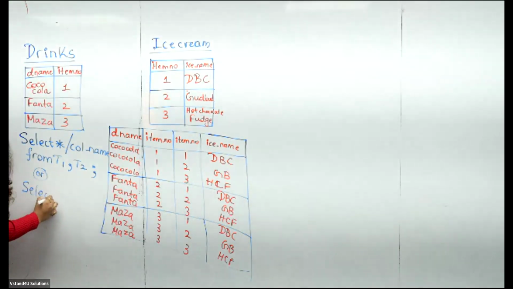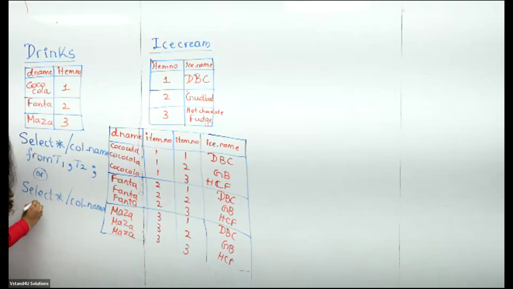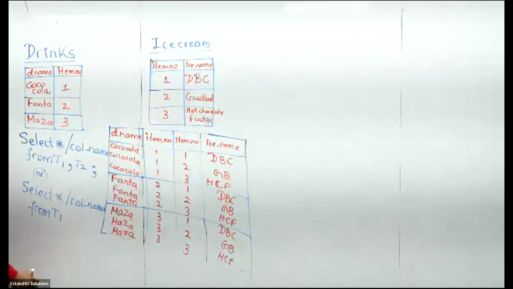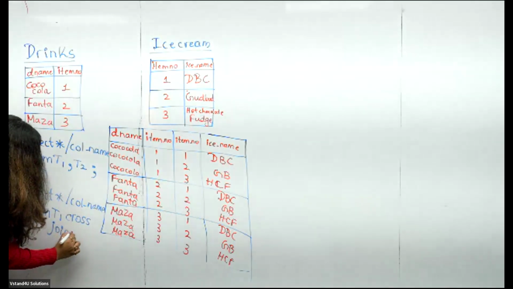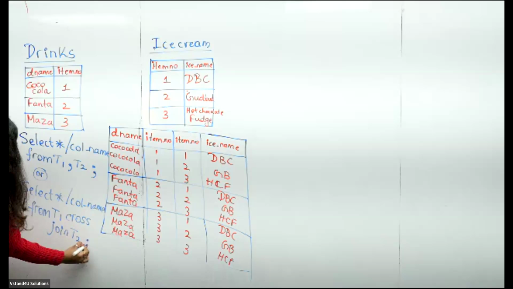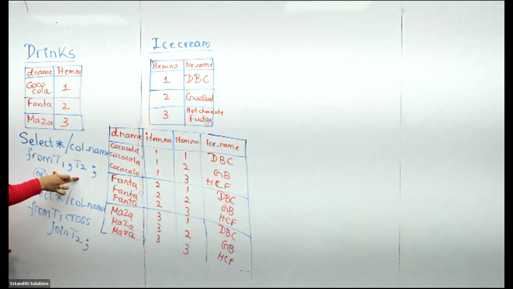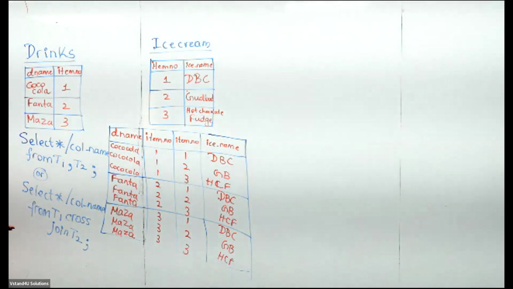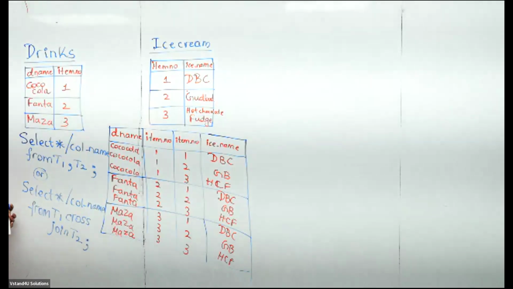you have select star or column name from T1, what will you write? From T1 cross join T2. Clear? Yes or no? Why I wrote this one is, if you go to an interview and they ask for this syntax, you people will be blinking, saying that ma'am has not done this. So only I'm writing two syntaxes.